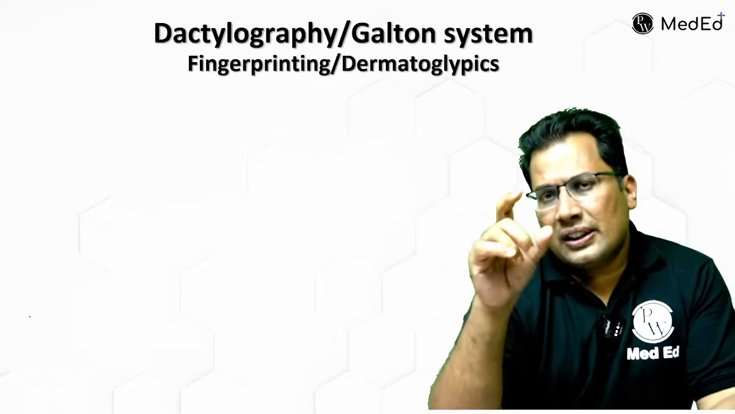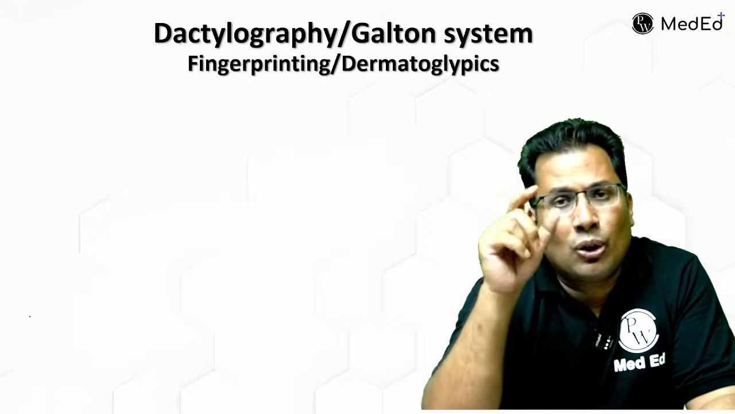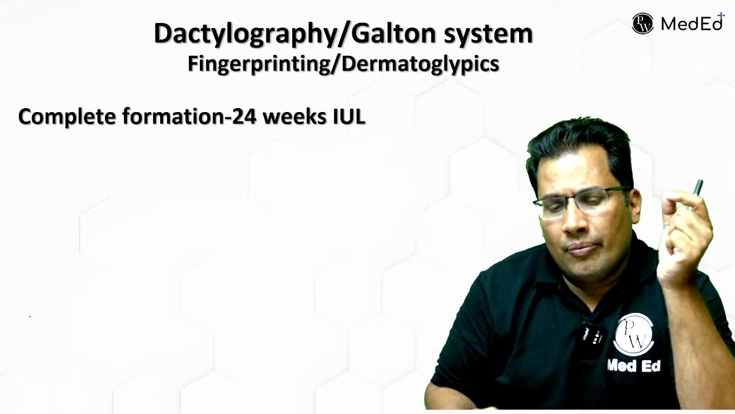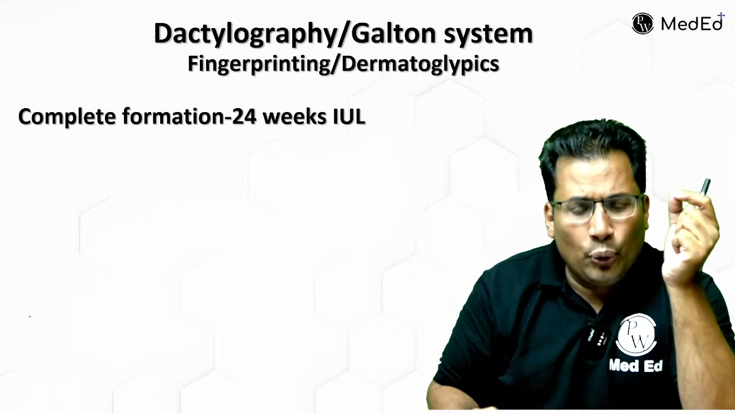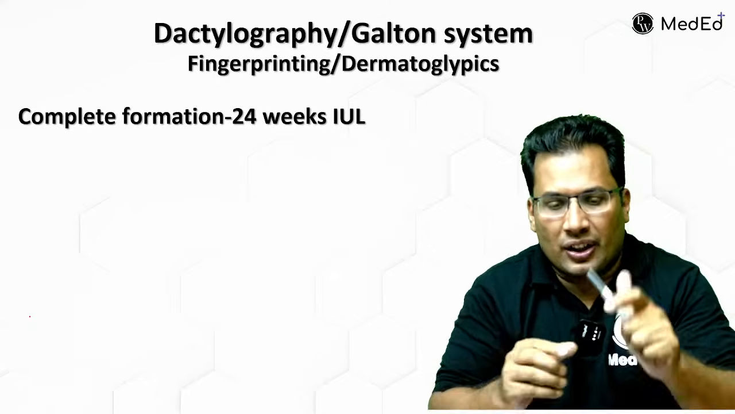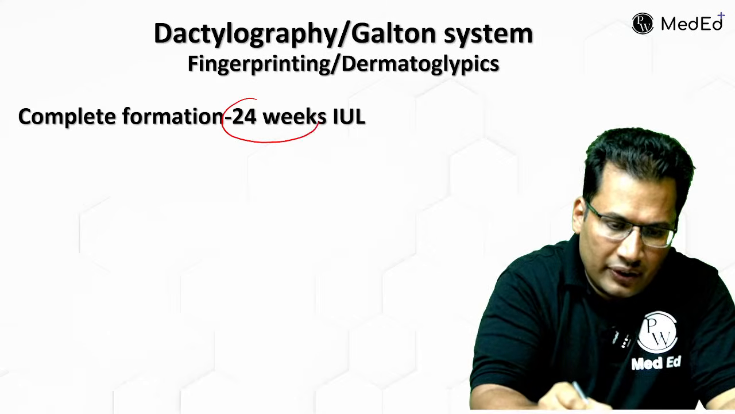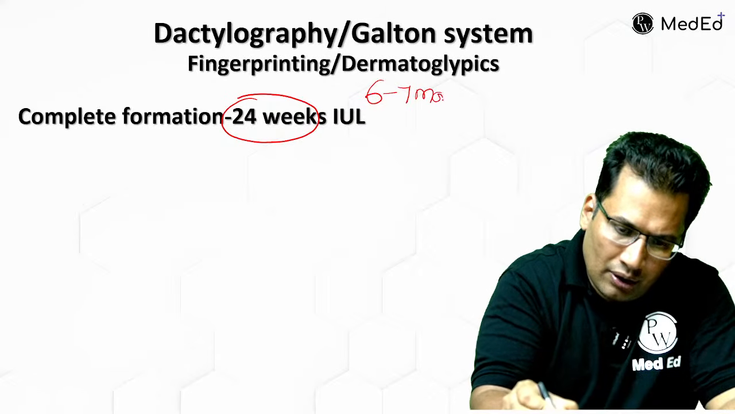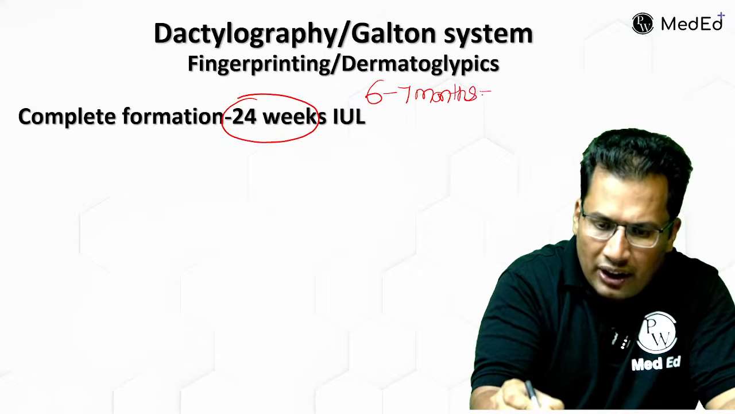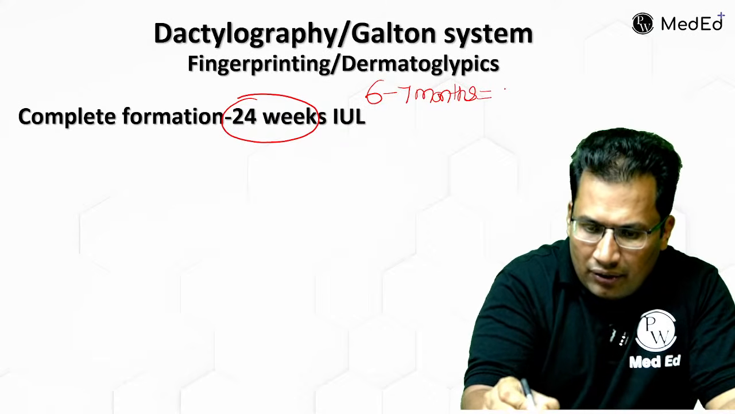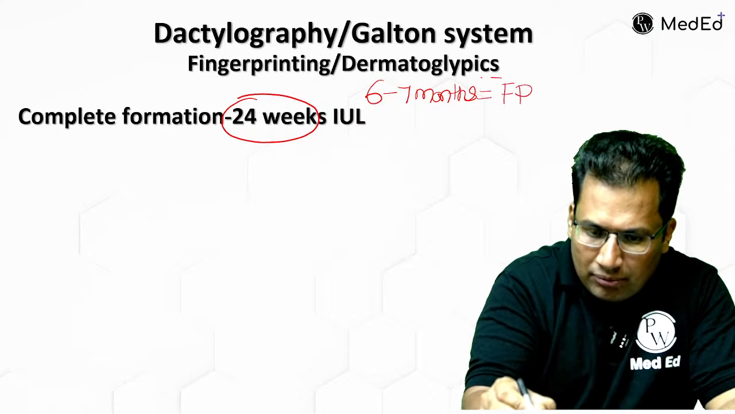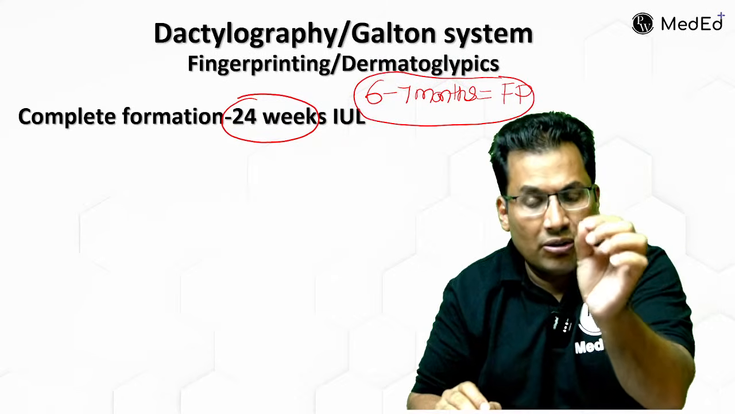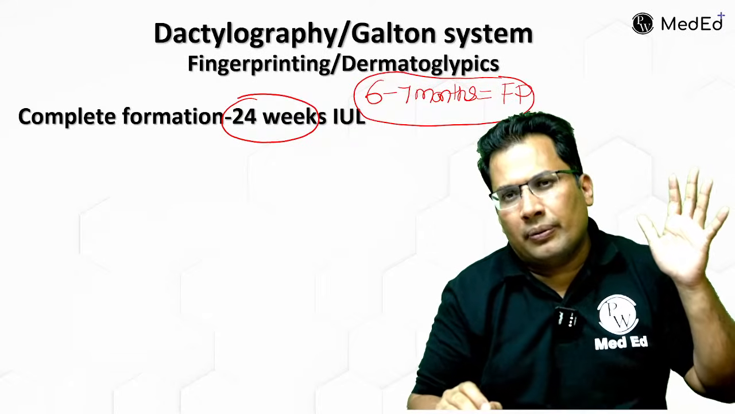The fingerprint is known as Galton system, also known as dermatoglyphics. They are formed during 24 weeks of gestation. 24 weeks, that means around 6 to 7 months. So they are formed within the womb. Fingerprint, EFP. So all of you write in the chat box. 6 to 7 months, fingerprints are completely formed.